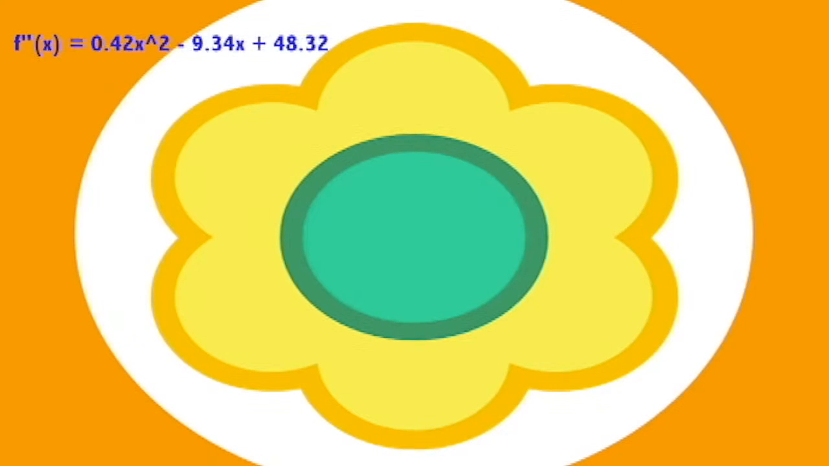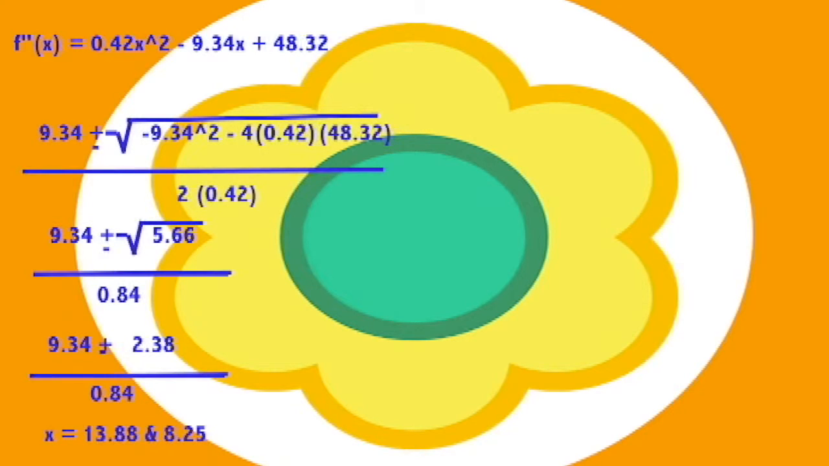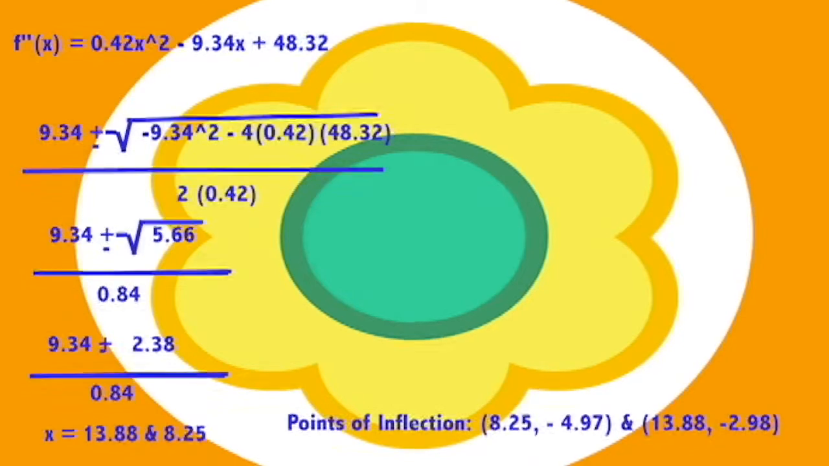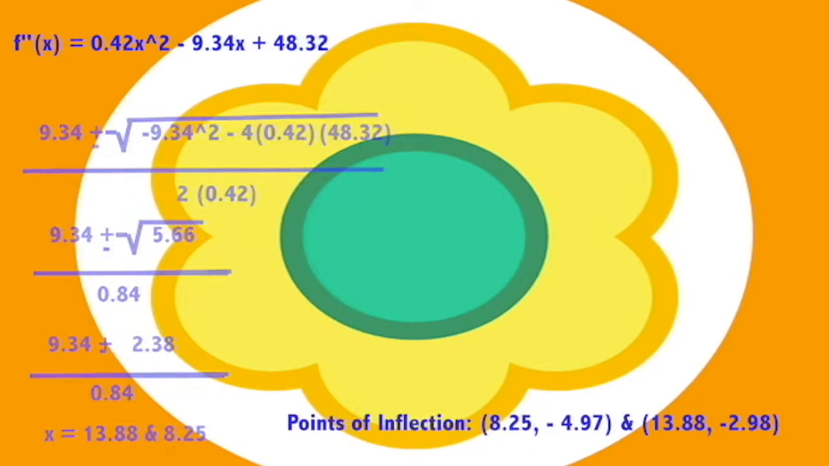Going back to the second derivative of the function, which was found earlier, it can be used to find the inflection points in the function. Using the quadratic equation to solve the second derivative for 0 reveals the x values of these points. By plugging these x values into the original equation, the y values can be found, creating two ordered pairs for the points of inflection found in the function.